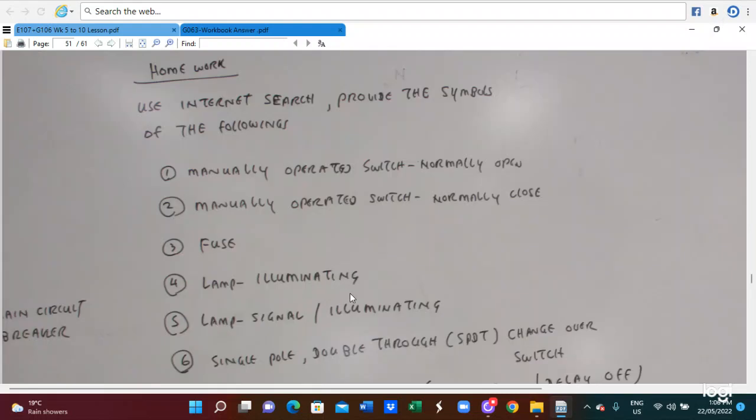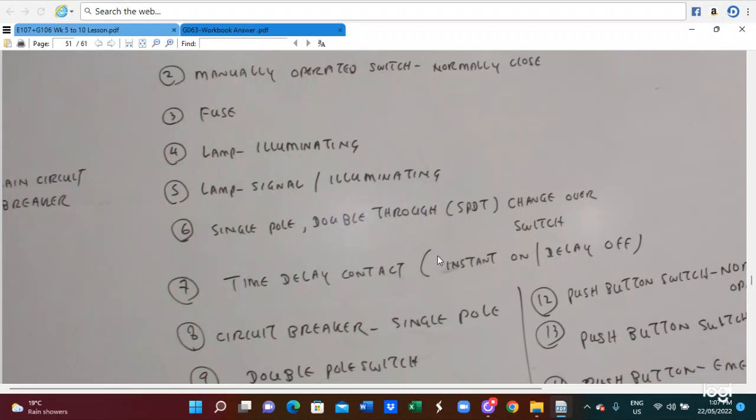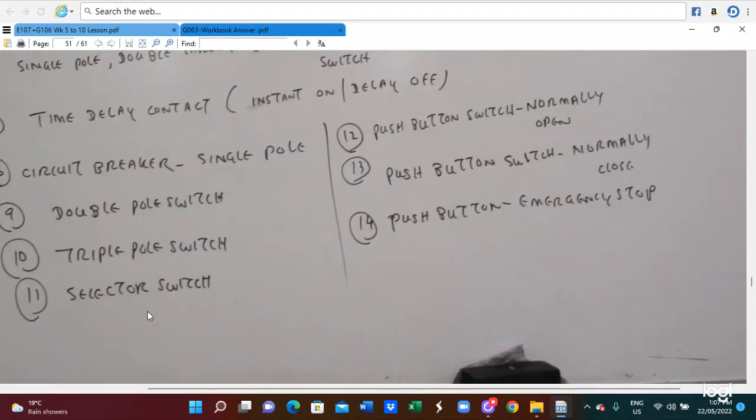How do we use the internet? Use the internet to search and provide a symbol for the following: manually operated switch normally open, manually operated switch normally closed, fuse, lamp illumination, lamp signal illuminated, single pole double throw switch, tight contact, circuit breaker, single pole, double pole switch, triple pole switch, and slider switch. Push button switch, and the push button emergency stop.